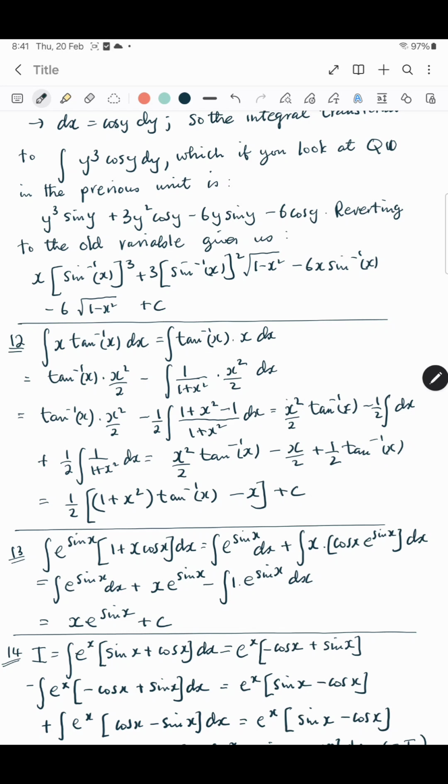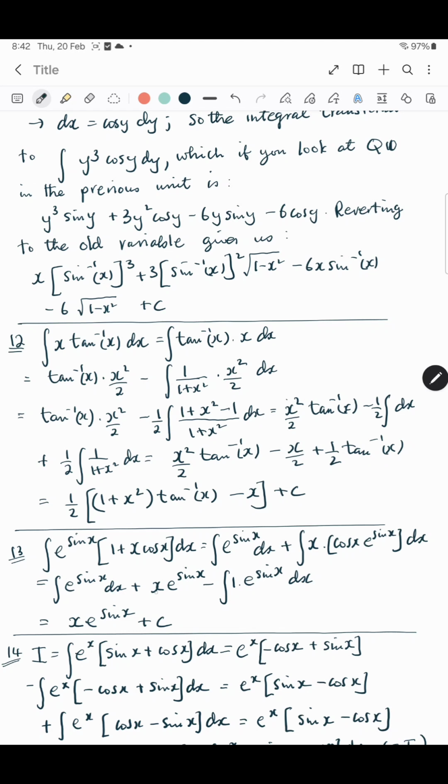Question 13 is the integral of e to the sine x (1 plus x cos x) dx. So we'll split that up as the integral of e to the sine x dx plus the integral of x, and for the second function we'll have cos x times e to the sine x all as one function. Okay, and continuing, we'll just write down the first term, which is the integral of e to the sine x, and now we'll integrate the second term using parts.